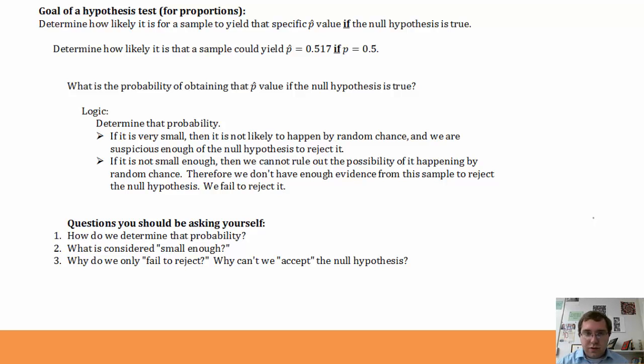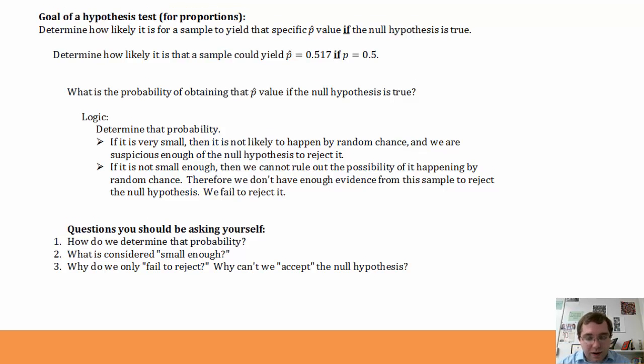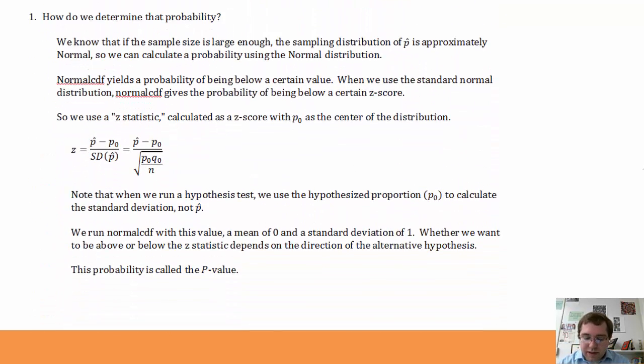So let's dive into those three questions to kind of piece apart how a hypothesis test works. So question number one, how do we determine that probability? Well, we know that if the sample size is large enough, the sampling distribution of p-hat is approximately normal. The central limit theorem told us that. So we can calculate a probability using the normal distribution. We know how to do that. Normal CDF on our calculator will do that. Normal CDF yields a probability of being below a certain value.